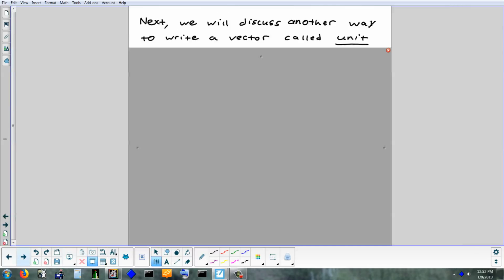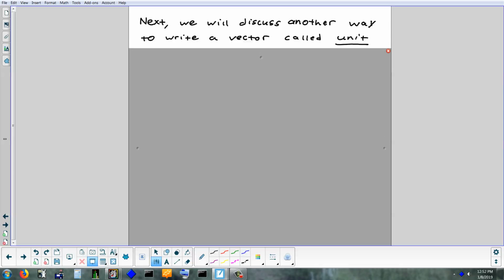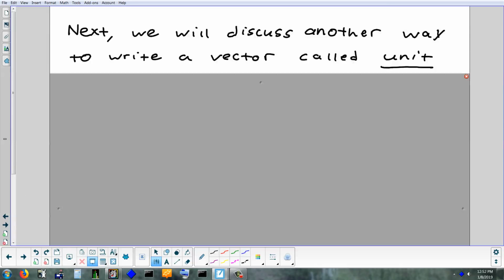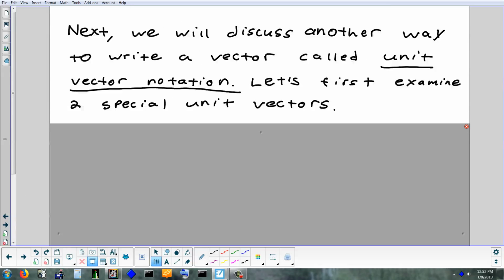All right. So the last way I'm going to show you how to write a vector is called unit vector notation. So we've done the drawing, that's one way. We've done the brackets, that was the second way. This is going to be the third way. We're going to stick with this way or the brackets. Unless it's a word problem, we're not going to sketch it.